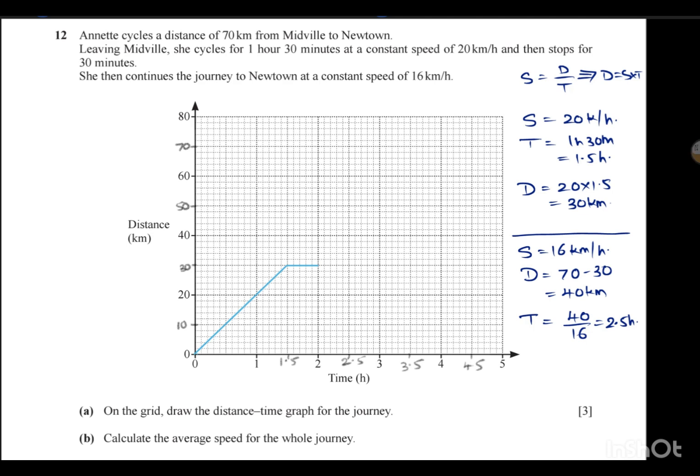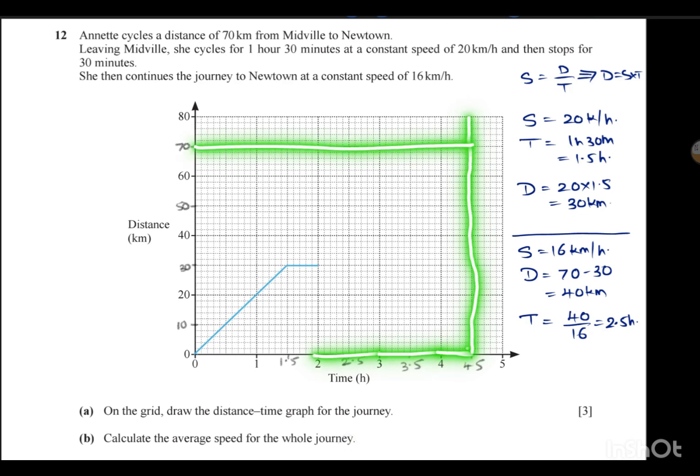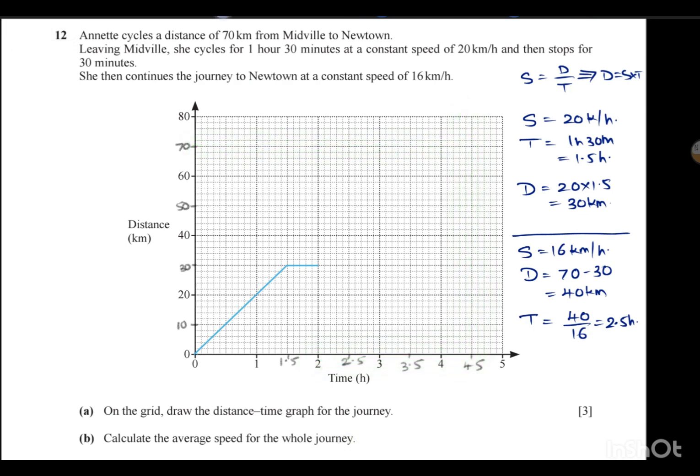So now from 2, to complete the graph, you have to count 2.5 hours. So 2 to 3 is 1 hour, 3 to 4 is 1 more hour, 0.5 is 4.5. So till 4.5 your graph should continue and touch this. So just take your rulers and draw. This is the complete graph.